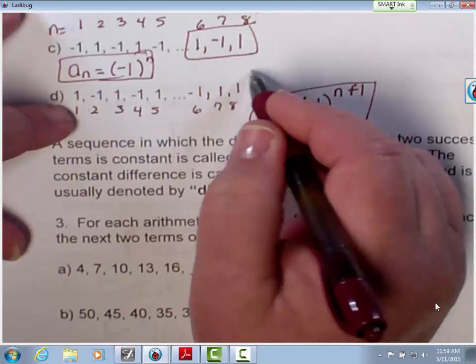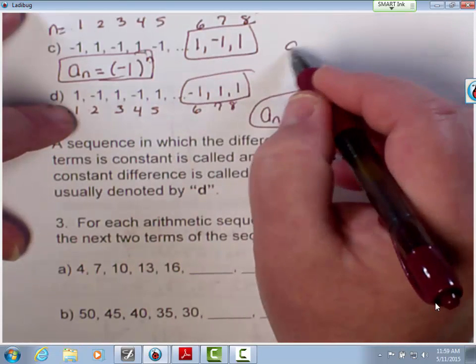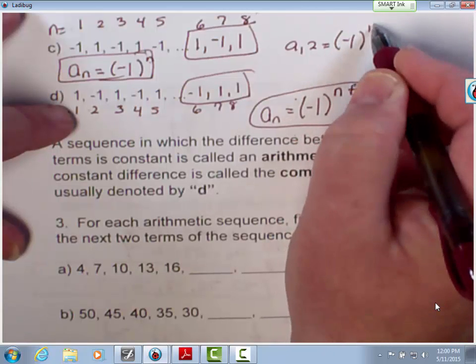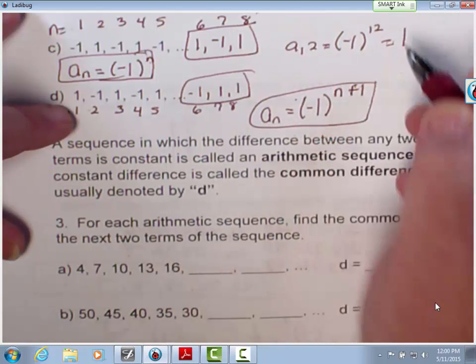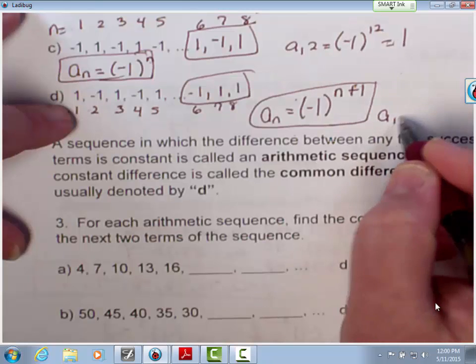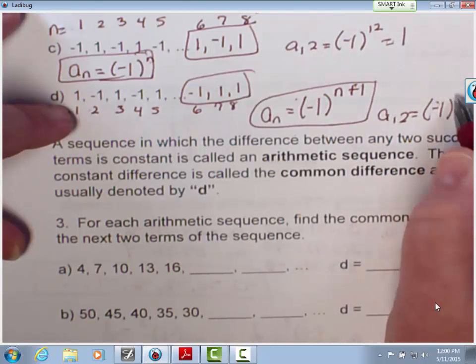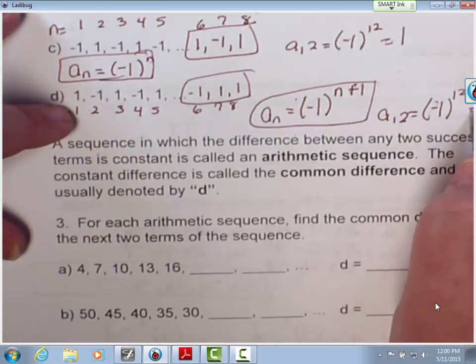rest of my sequence. So now I need to know what is a sub 12. So here it would be negative 1 to the 12th power, which is 1, and here a sub 12 would be negative 1 to the 12 plus 1 power, which is negative 1.